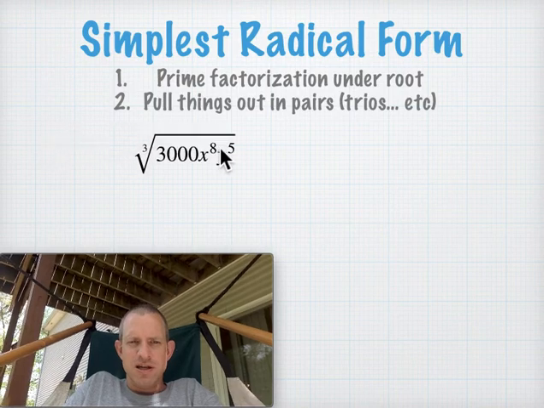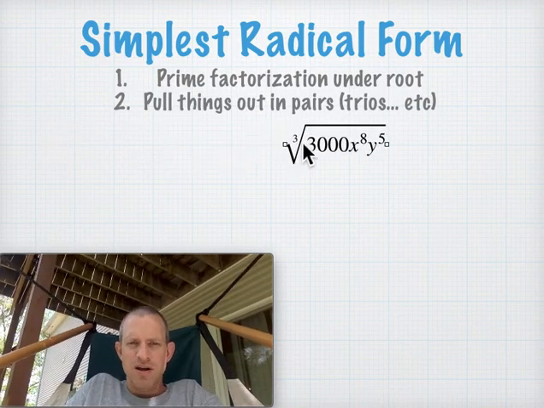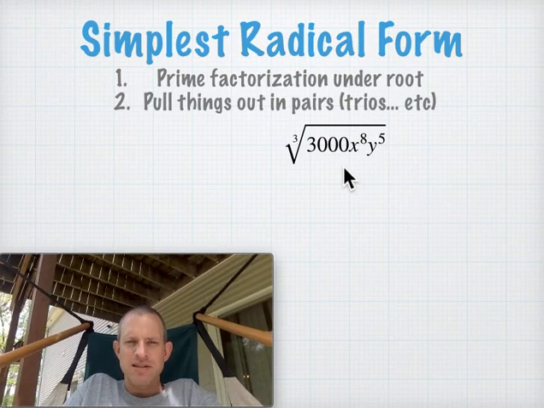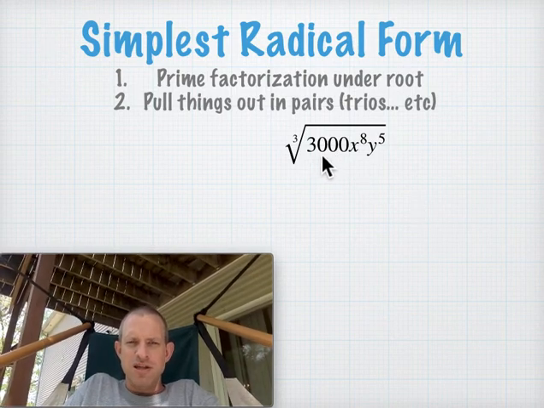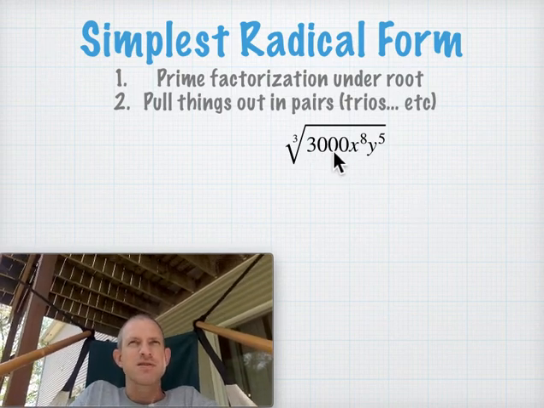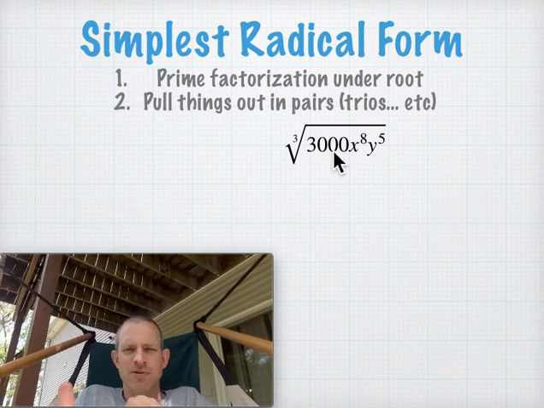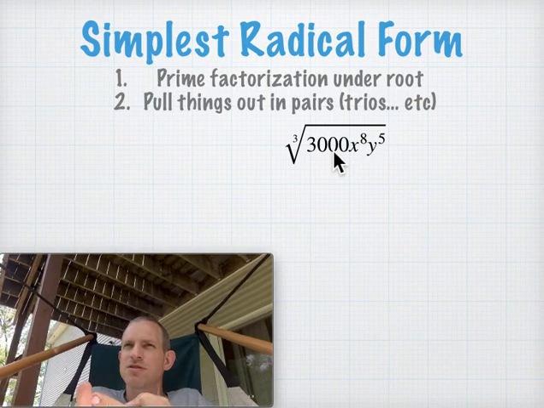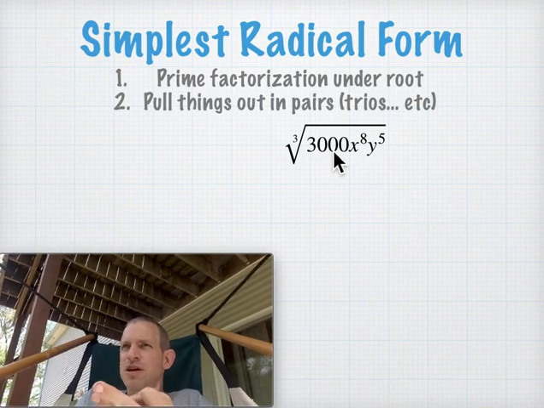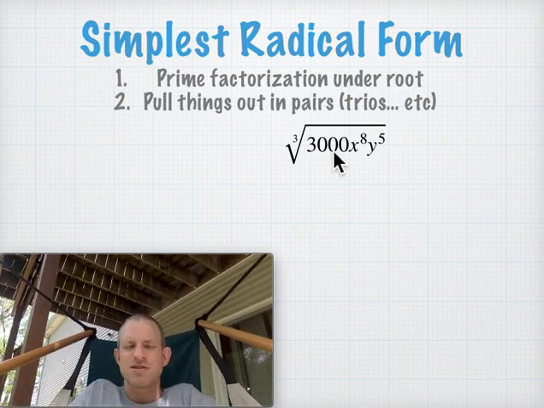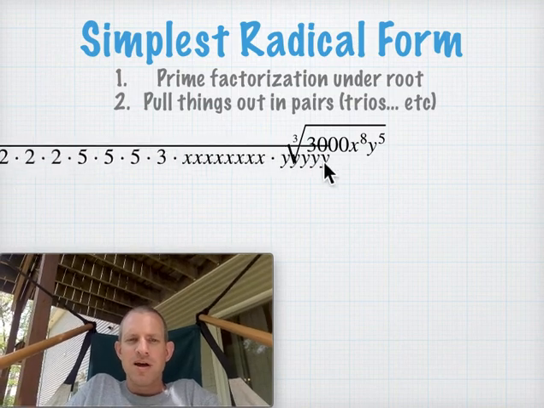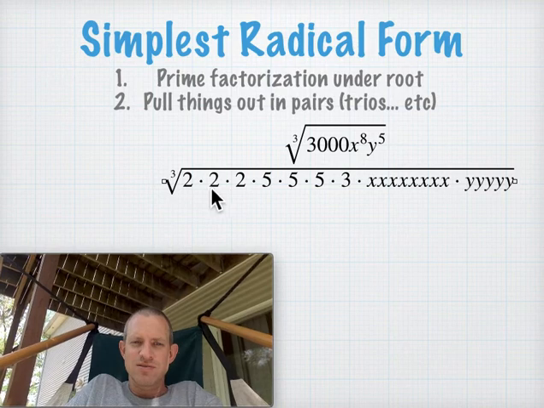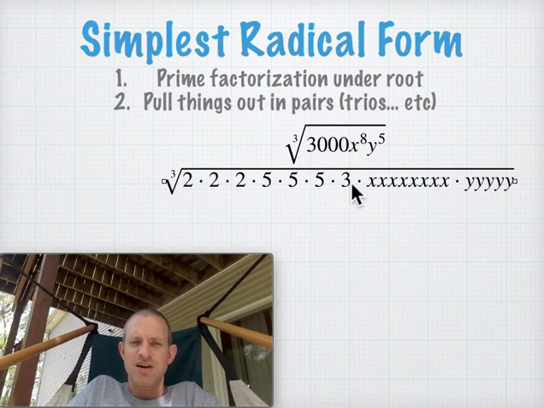So here's an expression. We've got the cube root of 3,000 x to the 8th, y to the 5th. If I want to put that in simplest radical form, first thing I'm going to do is break 3,000 up into its primes. I know that's 3 times 1,000, and 1,000 is 2 times 500, which is 2 times 250, which, it took a while. So here are all the different factors that it had. 2 times 2 times 2 times 5 times 5 times 5 times the 3.